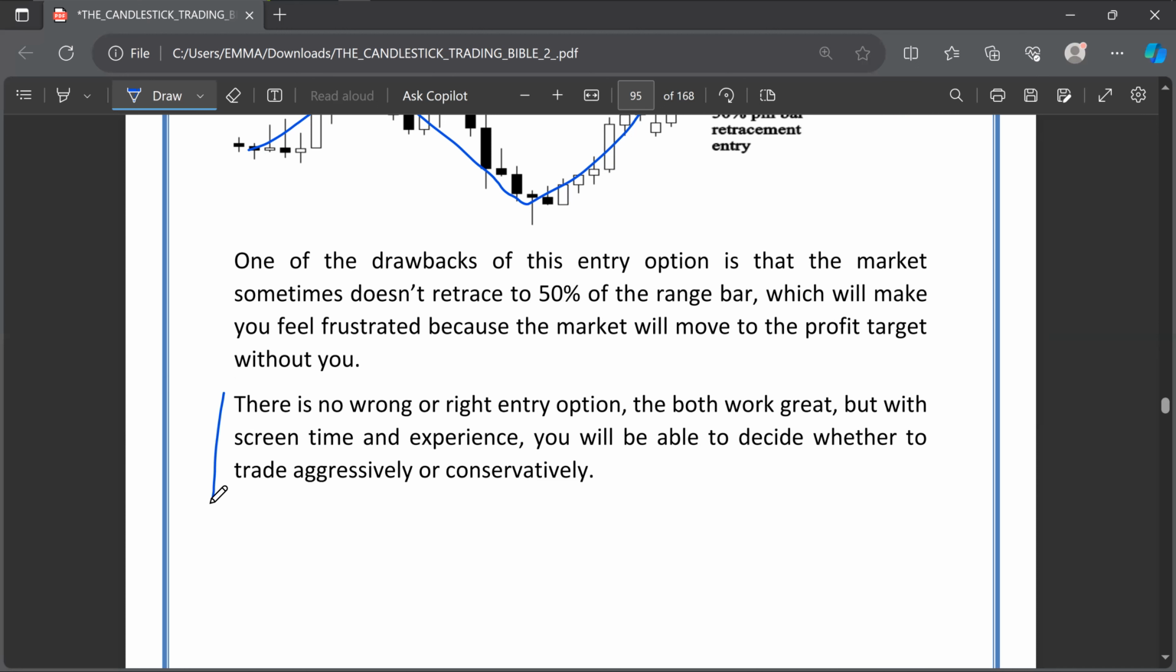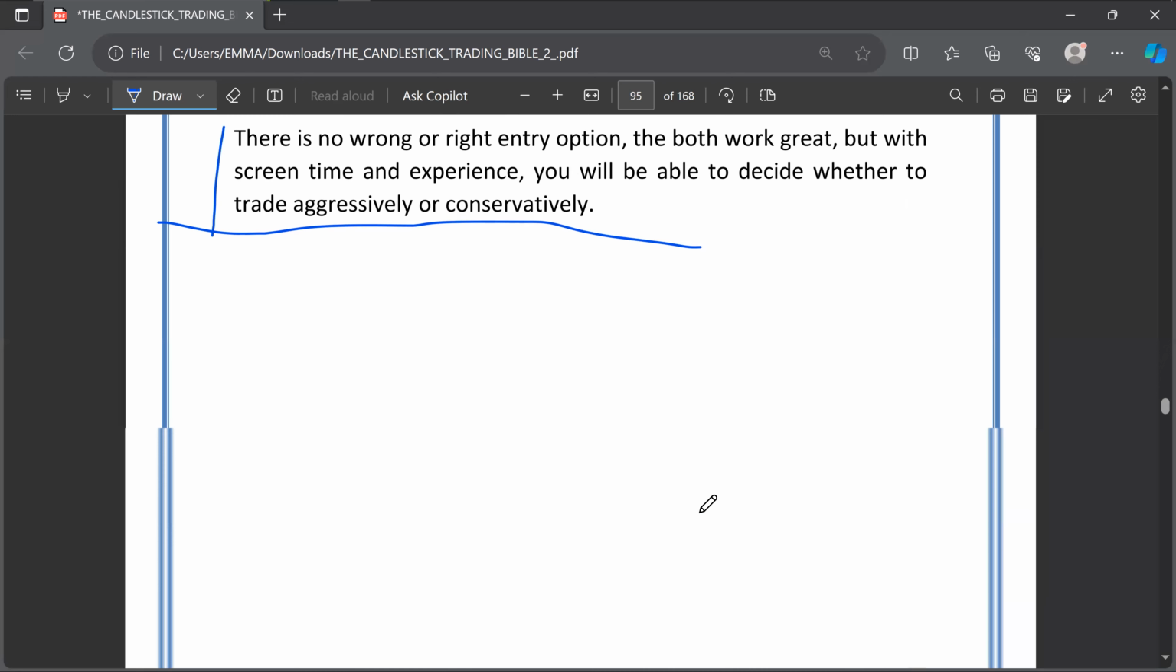Now, there is no wrong or right entry option, right? Both work great. You can be either of them and you'll be profitable, because you're not always going to win in this market. That is what it means. But with screen time and experience, you'll be able to decide whether to trade aggressively or conservatively. So I'm not a one-way trader. It depends on what I'm seeing, right? Then I can move in that sense. So that is it.